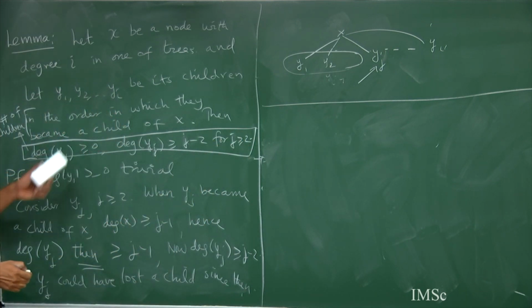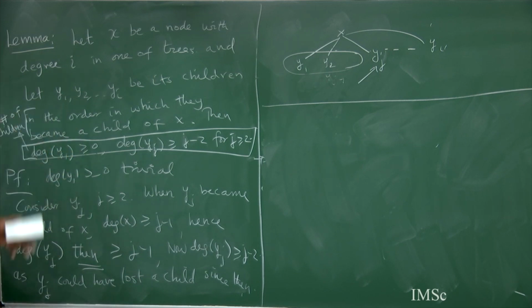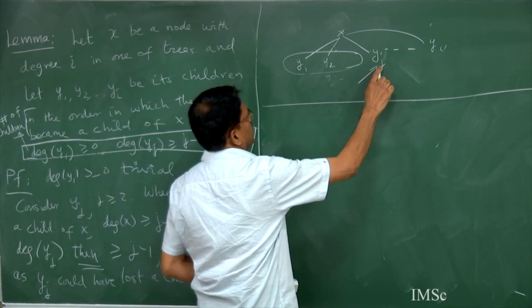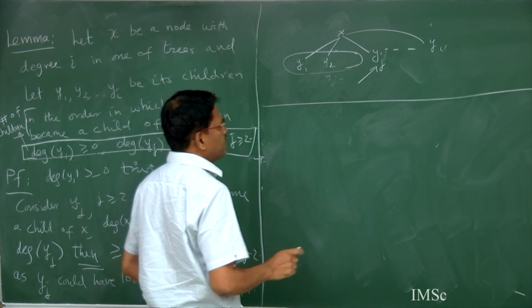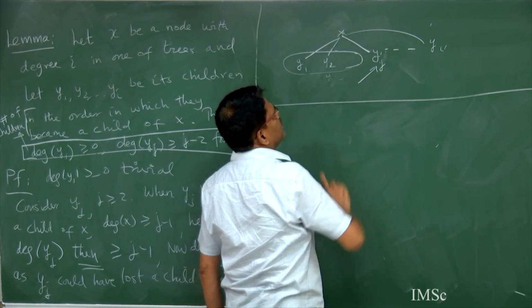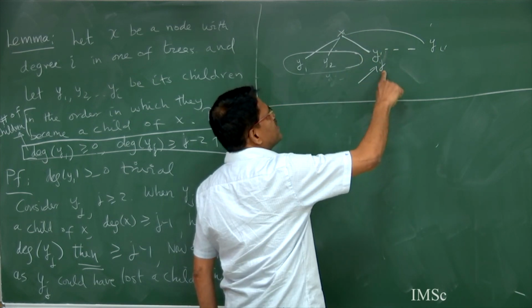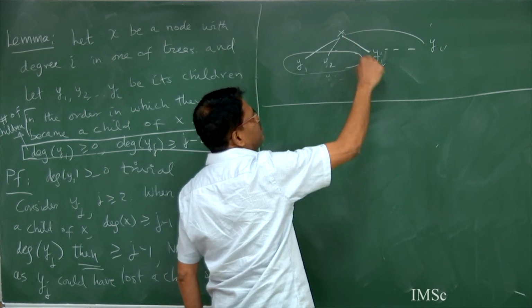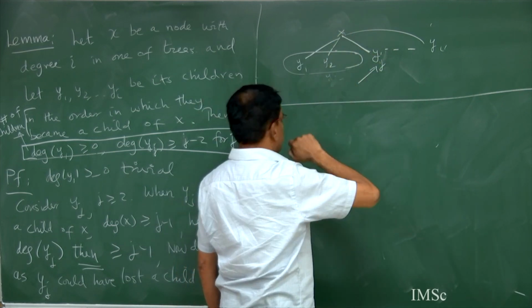Proof: degree of y1 is greater than or equal to 0 is trivial because y1 is sitting there. But consider any yj, j greater than or equal to 2. At the time yj became a child of x, why did it become a child of x? yj's degree and x's degree were the same, and that's why the delete min operation made this guy the child of x.